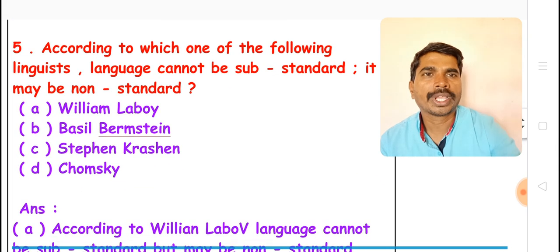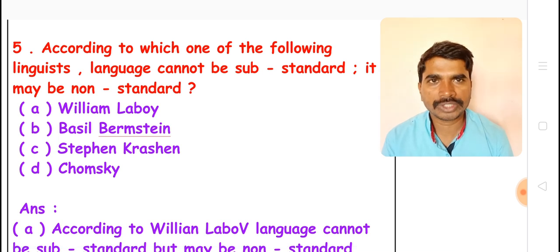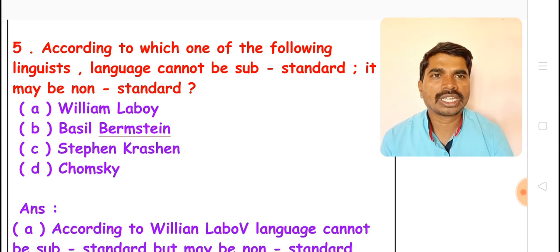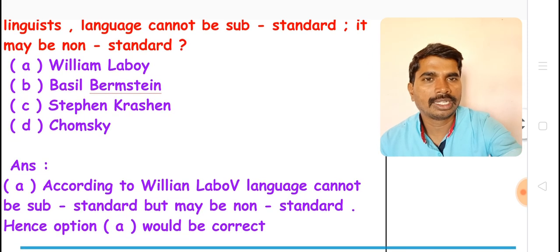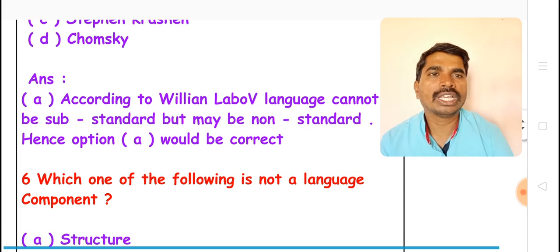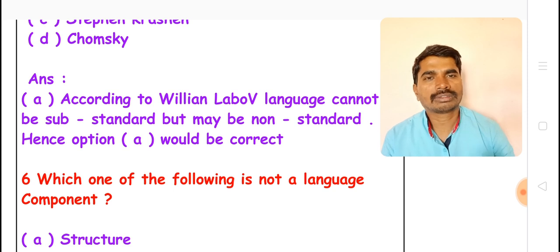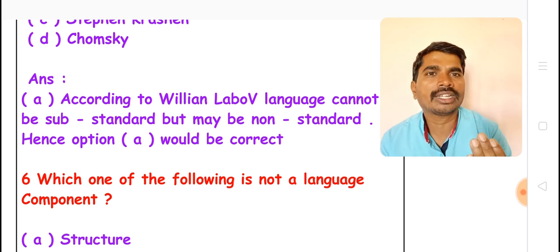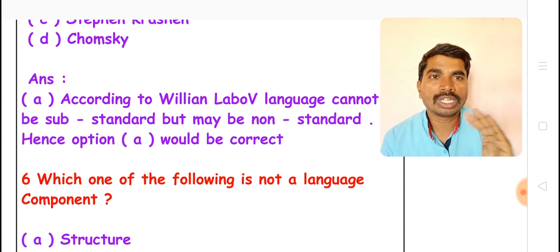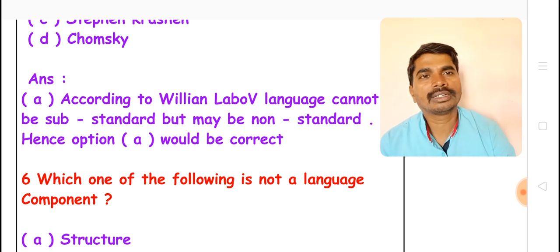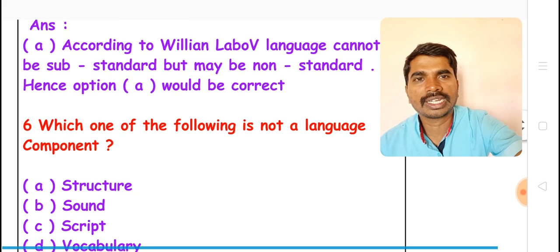Next question. According to which of the following linguists, language cannot be substandard, it may be non-standard? Who said this? Here the answer is William Labov. He says that one cannot accept the substandard, but one can accept non-standard. So option A is the right answer.